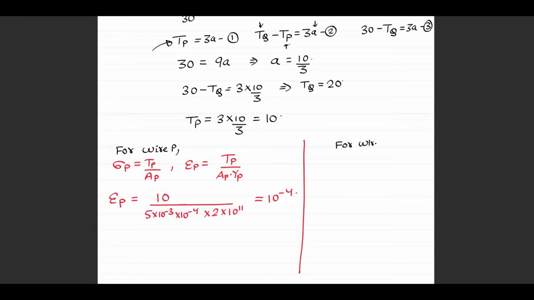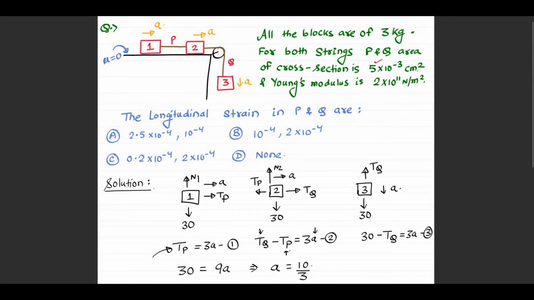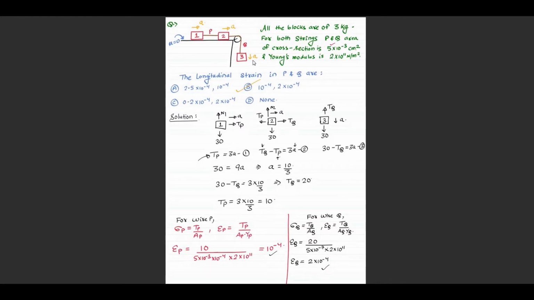For wire Q, stress will be TQ by the cross-sectional area of Q. So strain will be stress of Q divided by Young's modulus of Q. So if I put the values, converted to proper units, this will be, so strain in P is 10 to the power minus 4, strain in Q is 2 into 10 to the power minus 4. If I look at the options, it matches with option B, right? So this is the approach then.